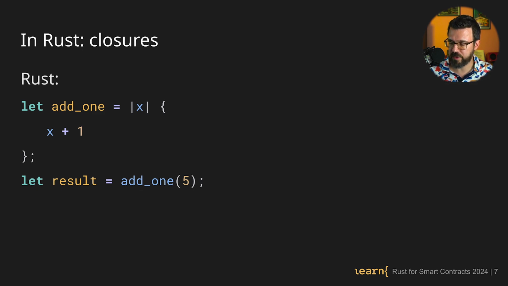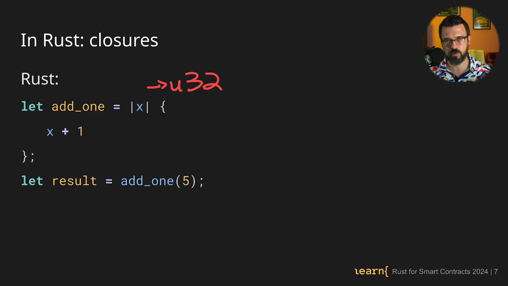Here we have a closure called add1, and it takes x as an argument directly, and then adds 1 to x and returns that. Again, since we don't have a semicolon here, we return x plus 1. You could also add a return type here as you would with any function and specify it's going to return a u32 or something like that. So it's a function, it's just written in a different way.